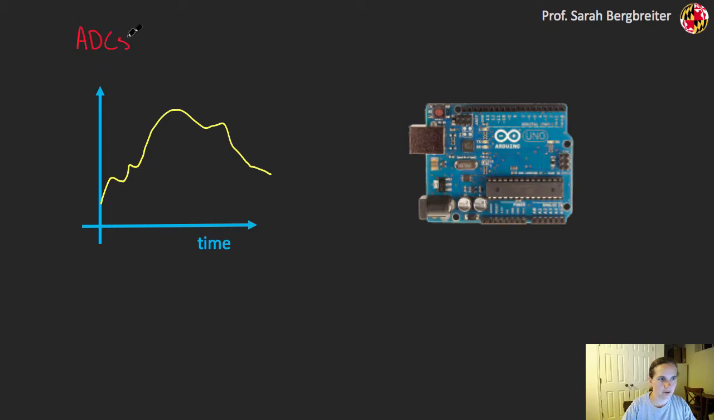Analog to digital converters, or ADCs, convert an analog voltage to a digital word. And remember, a digital word is effectively a combination of some number of bits. So let's define some terms.